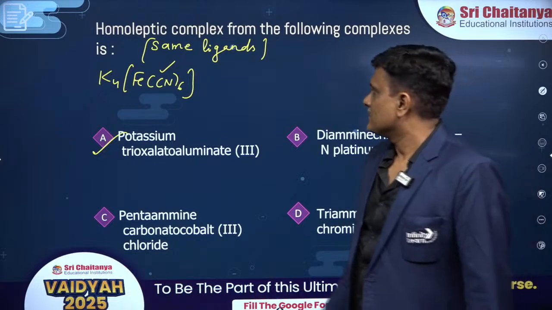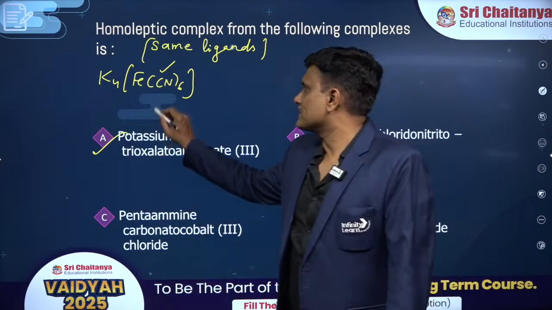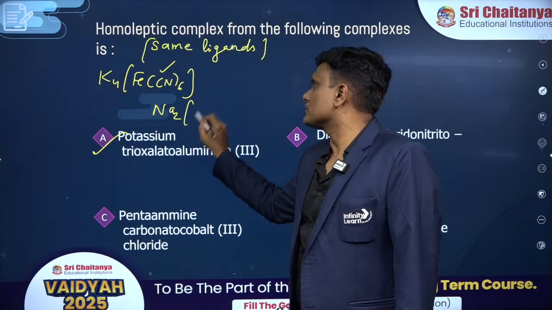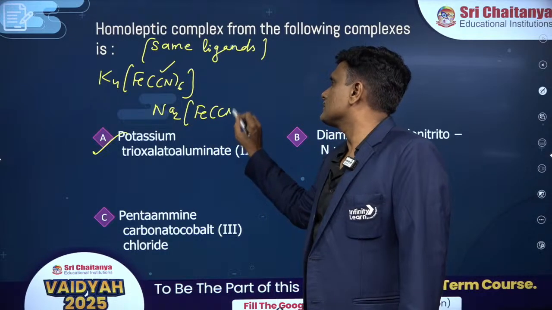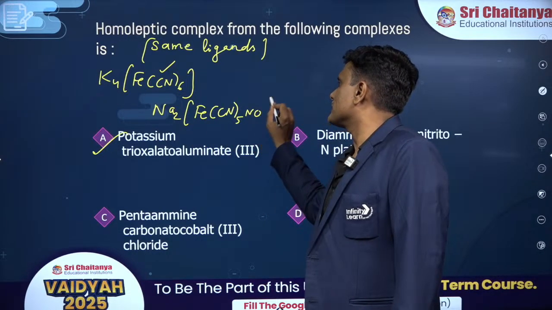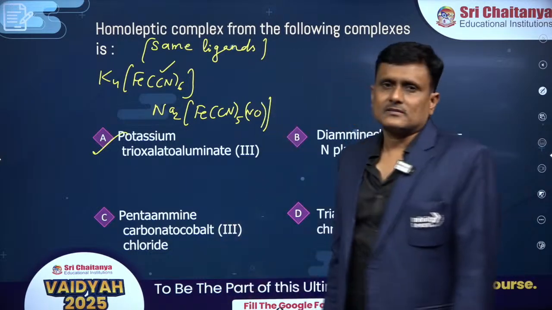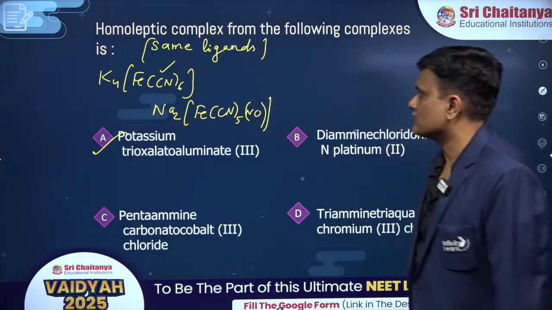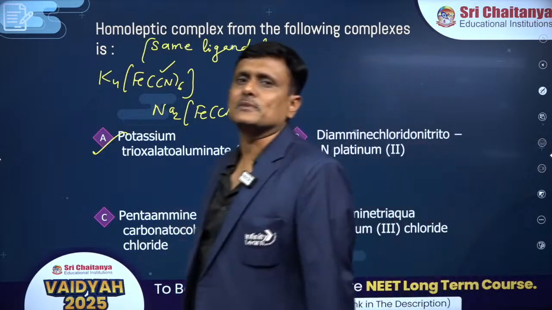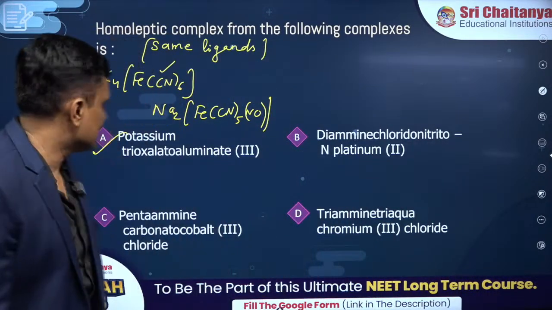Let's check heteroleptic also, let me complete, because it's always good to know what are what. Different ligands are present here, so heteroleptic. So you can see potassium trioxalato-aluminate. So you have potassium in it.